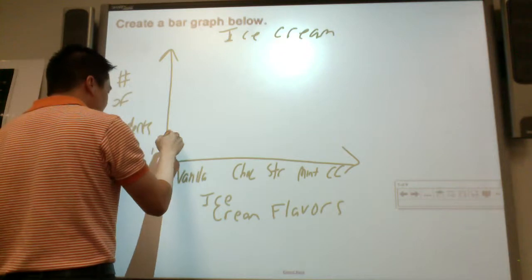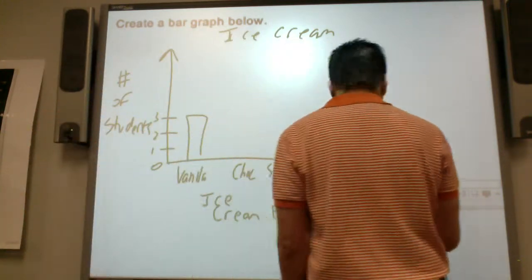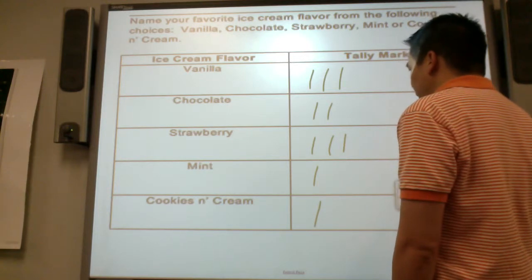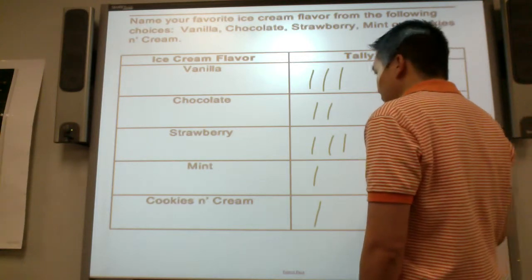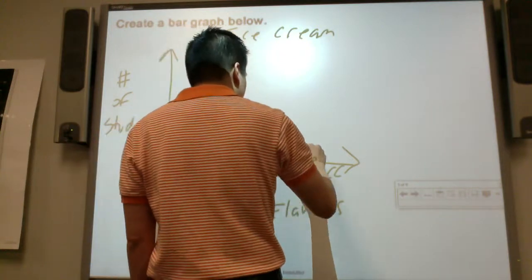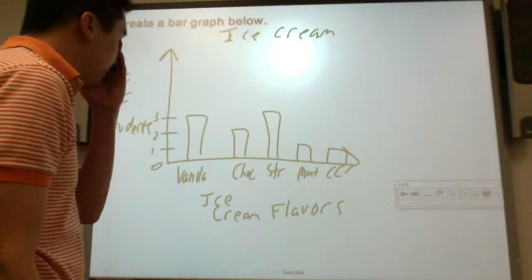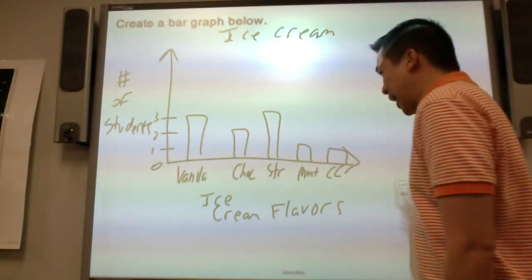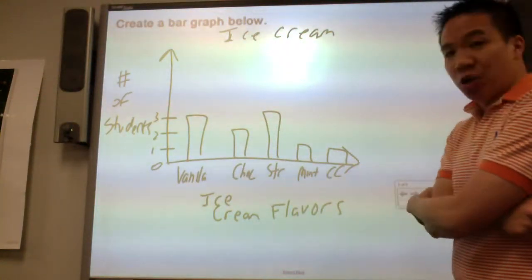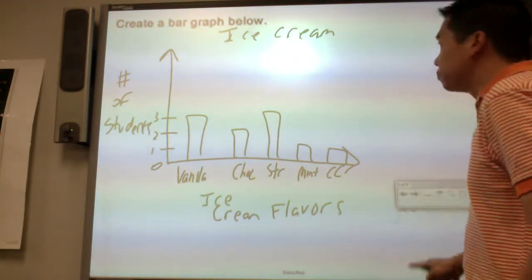0, 1, 2, 3. 3 people like this one. 2, 3, 2, 3, 1, 1. And here is my bar graph showing the different categories. We have 5 categories and showing the number of students, the frequency of each one.